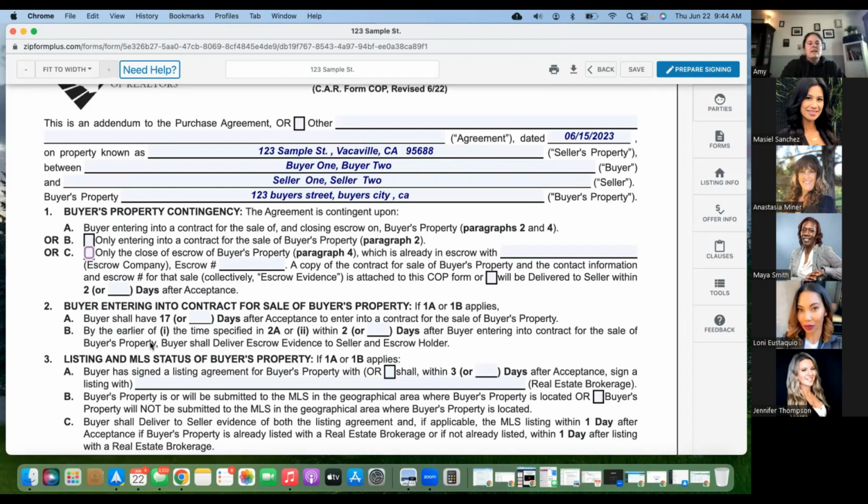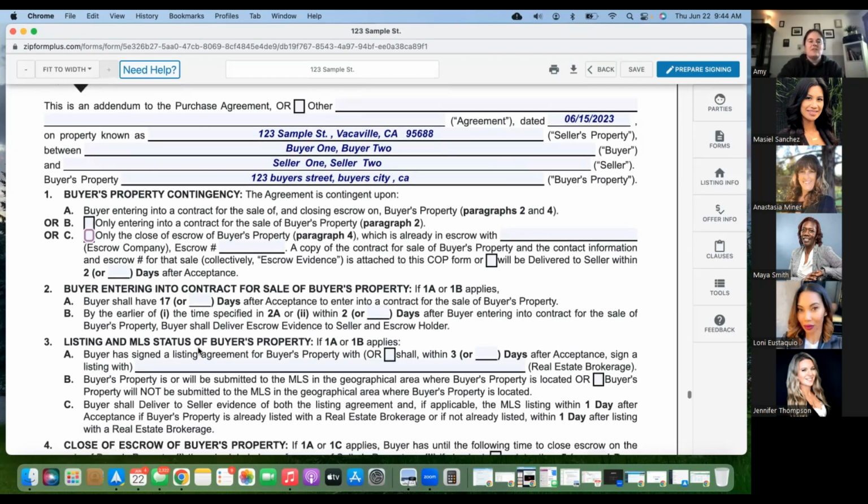By the earlier of the time specified in 2A, which is the 17 days, or within 2 days after buyer entering into contract for the sale of the buyer's property, buyer shall deliver escrow evidence to seller and escrow holder. So that's just saying, either at that time frame of 17 days, or if we enter into contract sooner, within 2 days of entering into contract, the buyer is going to provide a copy of evidence of escrow, which again is the purchase contract, and then the contact information for the escrow company handling that transaction.